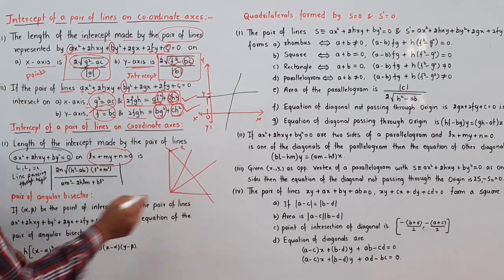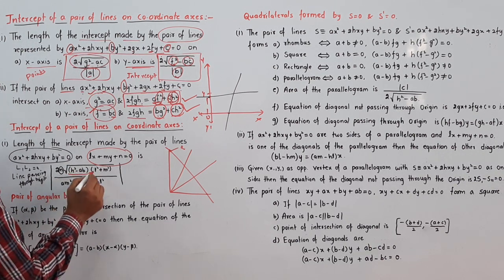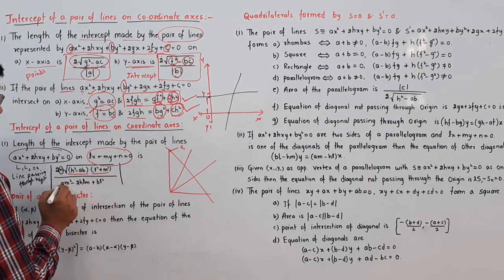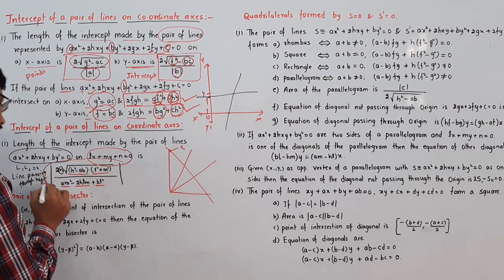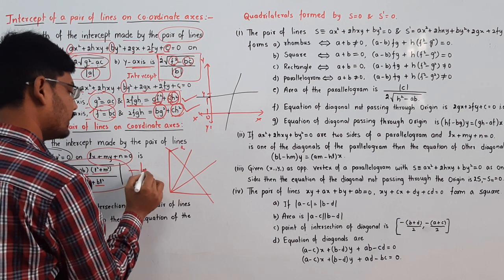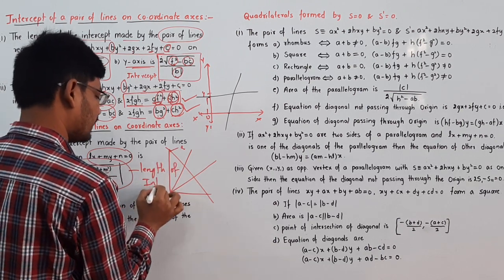Then the length of intercept will be 2 into n into square root of (h square minus ab) into (l square plus m square), divided by (a n square minus 2hlm plus b l square). This is the formula to remember to find the length of intercept.